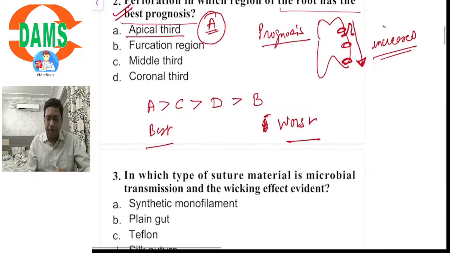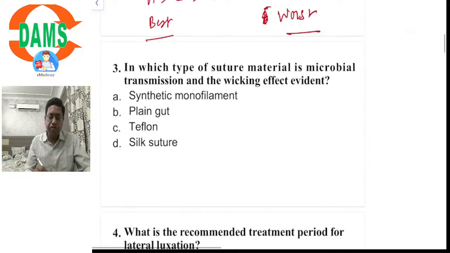Okay. Coming over to question number 3 as displayed onto your screens. In which type of suture material is microbial transmission and the wicking effect evident? Wicking effect means suction of the tissue fluids. What type of suture impairs the wound healing by having a wicking effect or capillary action? Options are synthetic monofilament sutures, plain gut sutures, Teflon sutures, and silk sutures.